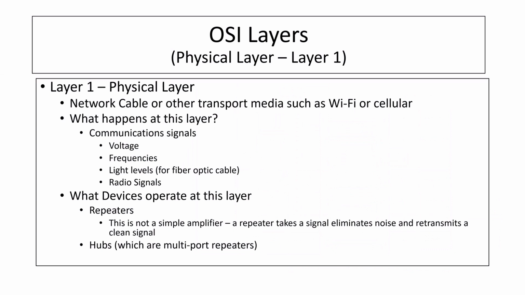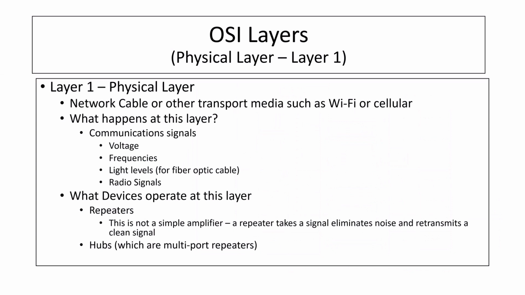What devices operate at this layer? The repeater and a hub. Now, a repeater is not an amplifier. The repeater itself is a device that takes a signal and cleans up any noise that may be on that signal, and just transmits a clean signal down the line. An amplifier will take a signal and amplify both the noise on the signal and the actual data. So remember, a repeater takes a signal, strips out all the noise, and retransmits just the signal at full strength.